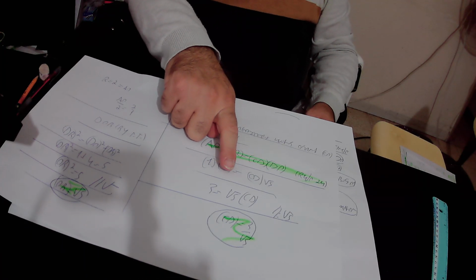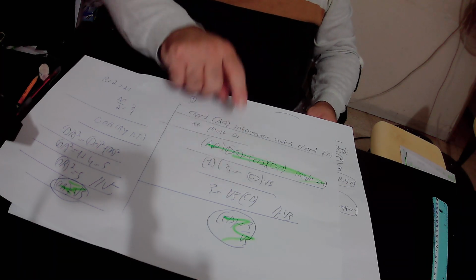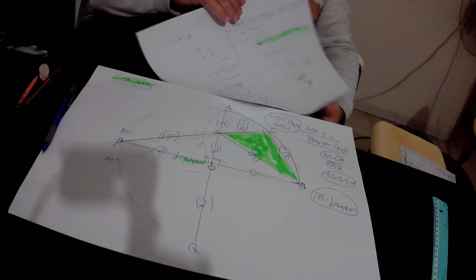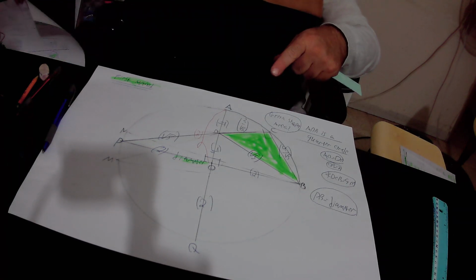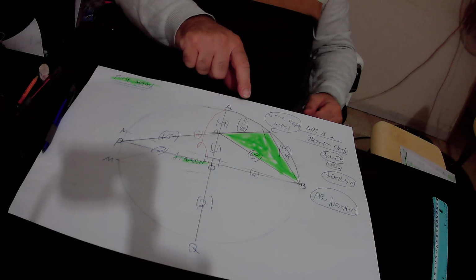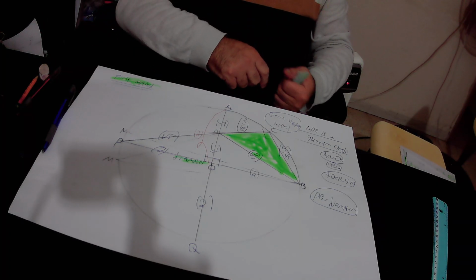Here we divide this equation by the square root of 5 and find that the missing side CD equals 3 over the square root of 5 units. This is the missing side: CD equals 3 over the square root of 5 units.